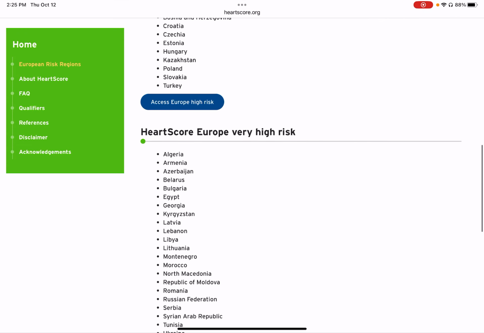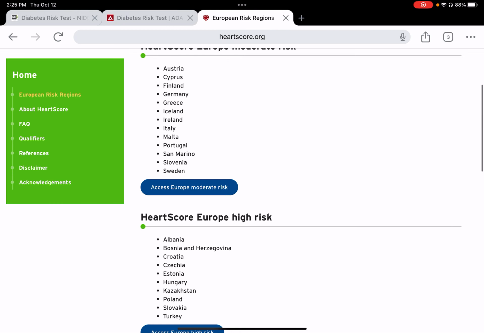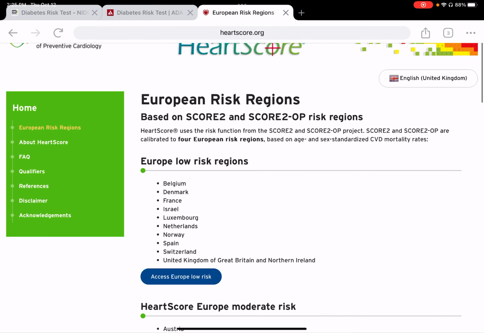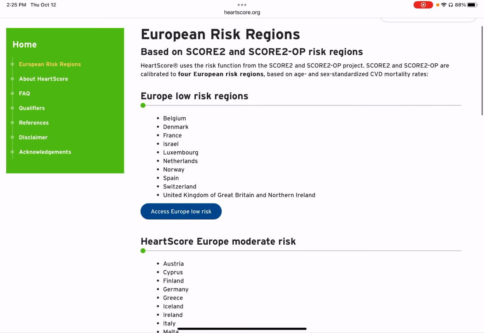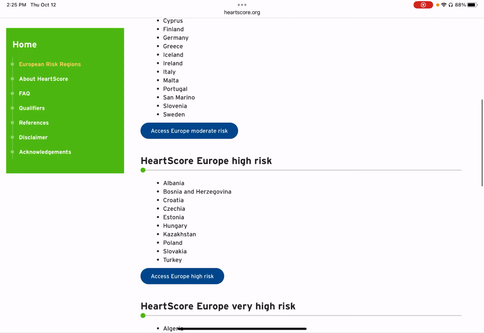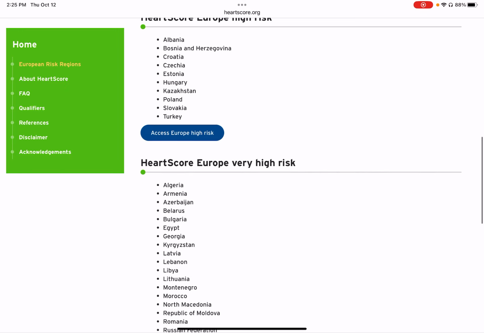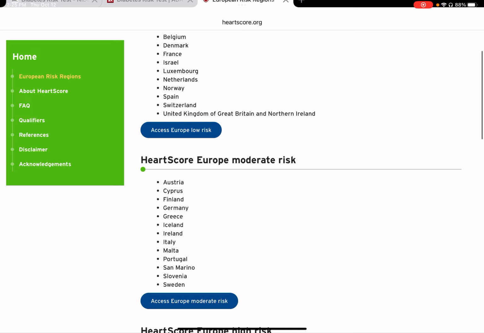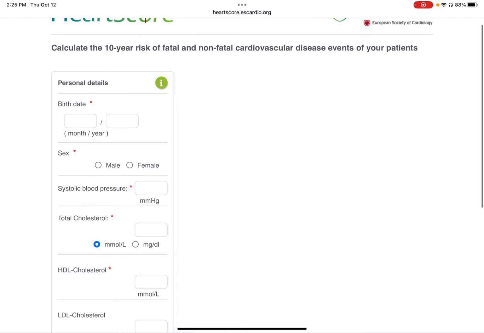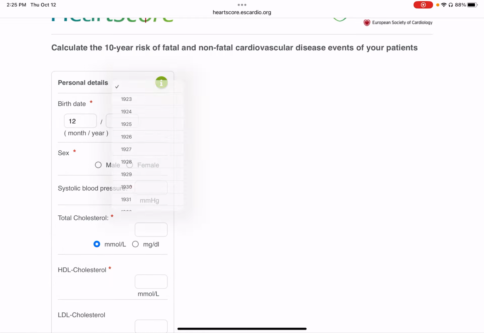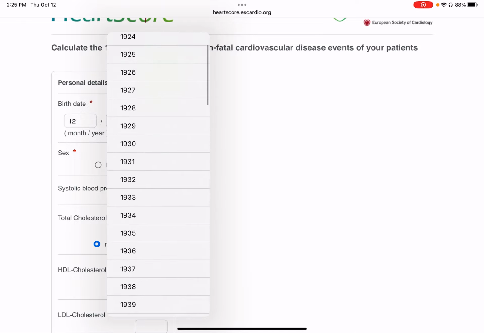Let's see, Europe, very high risk, low risk. Oh, this is by area. Okay. We'll just find the UK and say that we're pretty much the same as the UK. I'm probably just missing it, but I see Ireland here, so we'll go with that. All right, so what you would then do is put in your patient's birthday. I'm going to put in my own birthday. Please don't judge me.